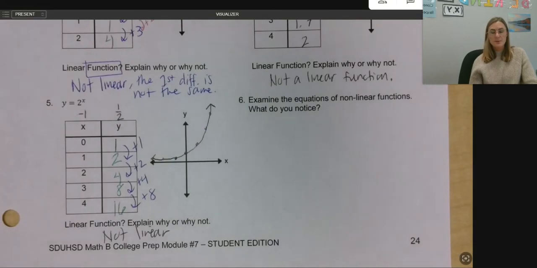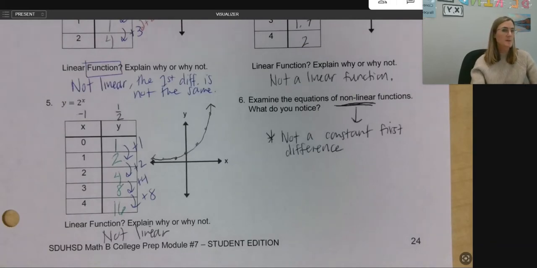So number 6 is just the recap. Examine the equations of nonlinear functions. What do you notice? Well, we only had one linear function here, and that was the first one. So what do we notice about all of the others? Why are they nonlinear? The big idea here is that there's not a constant first difference.